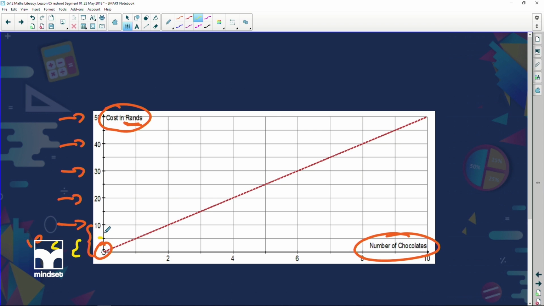There's 5 rand, another 5 rand, another 5 rand, another 5 rand. So if I want to count in fives, I'm going to count 0, 5, 10, 15, 20, 25, 30, 35. Do you understand? Okay. So my scale is saying each little block is a measurement of 5 rand. And it's important to know that so that we can read values off accurately.